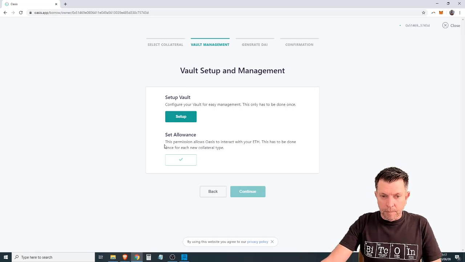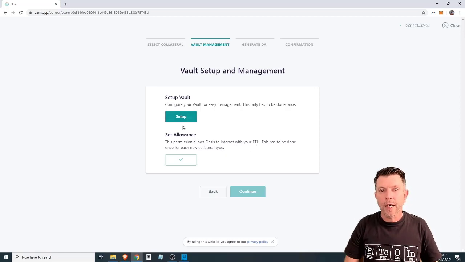Set up allowance. This permission allows you to interact with your Ether. This has to be done once for each new collateral type. What they're saying here is that MetaMask is going to ask you to approve that you can interact with this website when using your Ethereum.